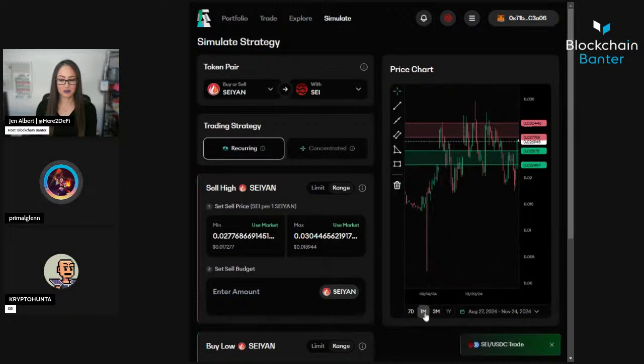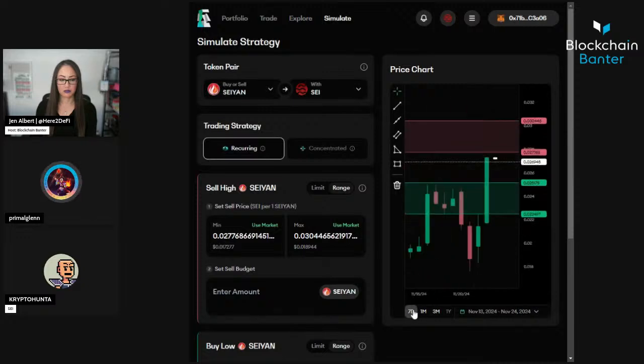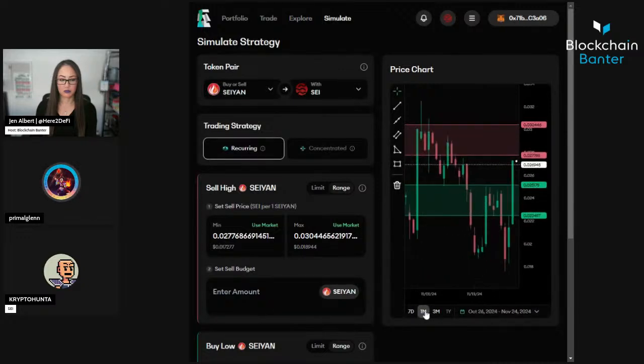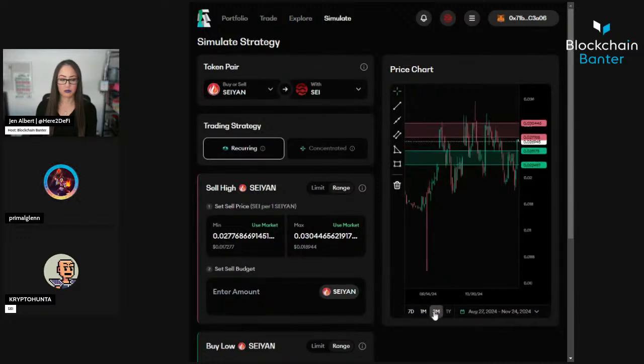For sure. So down here, you have these selections. You can do 7 days, you can do 1 month, or you can do 3 months, or even a longer time period if we have the pricing data. Some tokens might not have pricing data that far back, so by default we'll always show you the longest pricing data that we can show. And then you can always restrict this down to a certain time period.